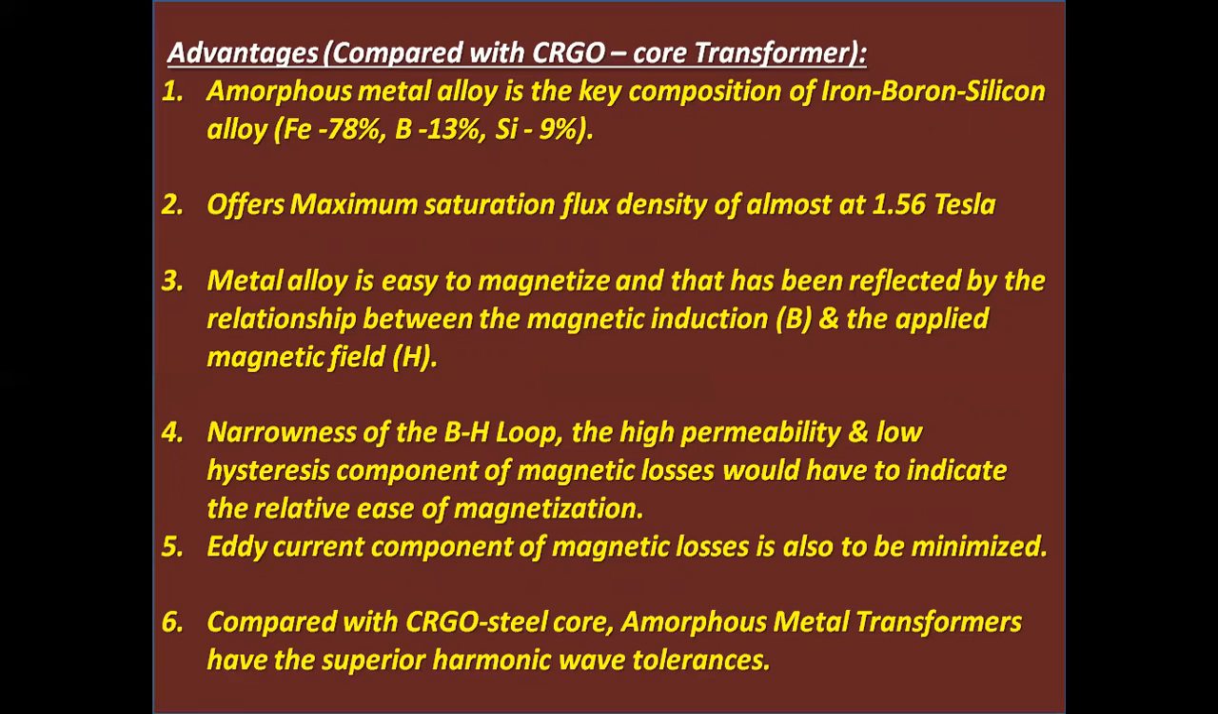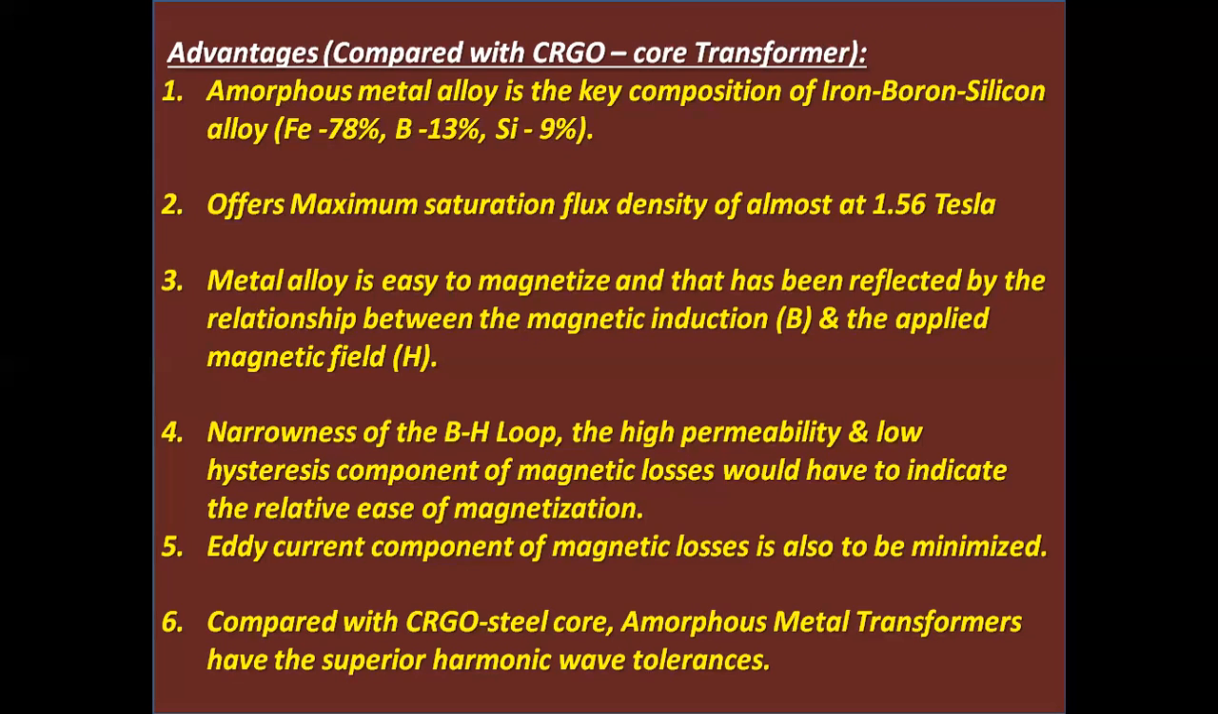Number 3, metal alloy is easy to magnetize, and that is reflected by the relationship between the magnetic induction B and the applied magnetic field H. Number 4, the narrowness of the BH loop, the high permeability and the low hysteresis component of magnetic losses indicate the relative ease of magnetization. Number 5, the eddy current component of magnetic losses is also minimized.